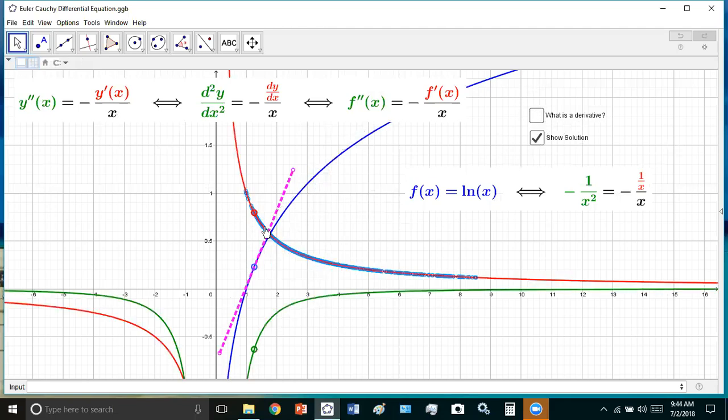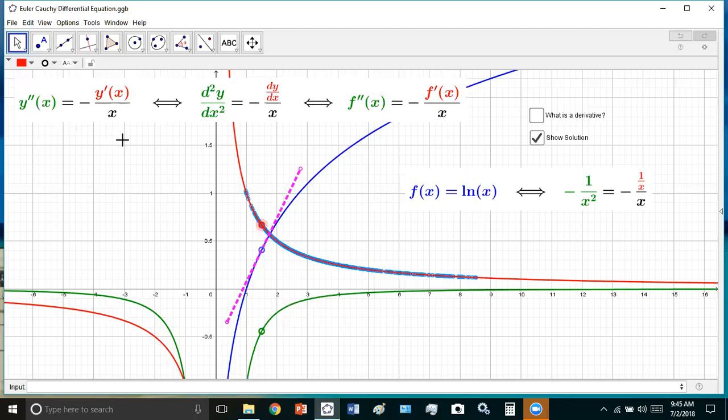You see that? So this was the derivative of the blue function. So this is the blue function here. And this is the second derivative, this green function here, which is equal to the slope of this red function here, which is y dash x. And in fact, the solution is really f of x is equal to log x.